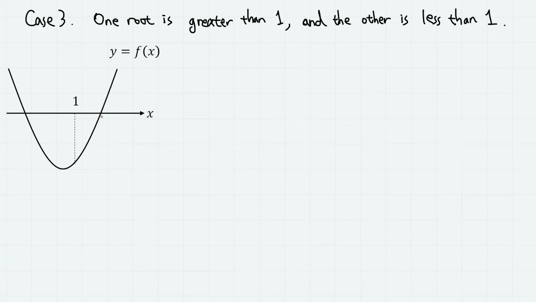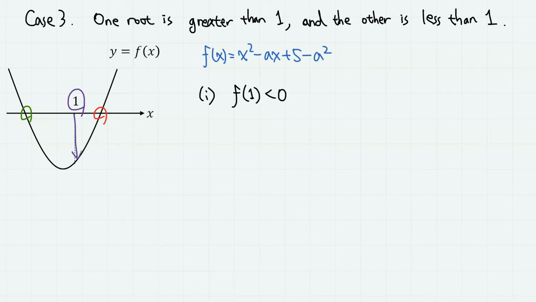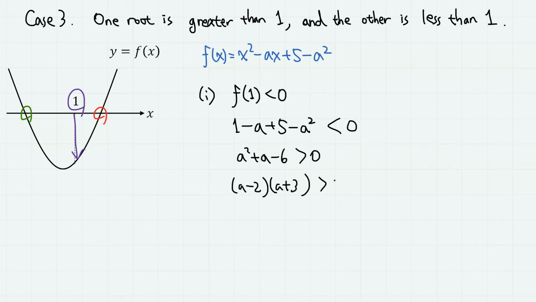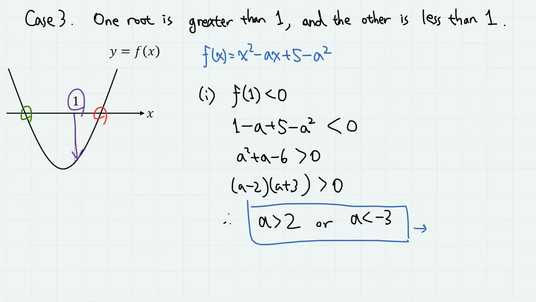Okay, so the third case is one root is greater than 1 and the other root is less than 1. Here, only one condition is required, and that is the value of the function at x equals 1 must be negative. So from this condition, we have 1 minus a plus 5 minus a squared is negative. So now we have a squared plus a minus 6 is positive, a minus 2 times a plus 3 is positive. Therefore, we have a is greater than 2 or less than minus 3. And this is the possible range of a for case 3.